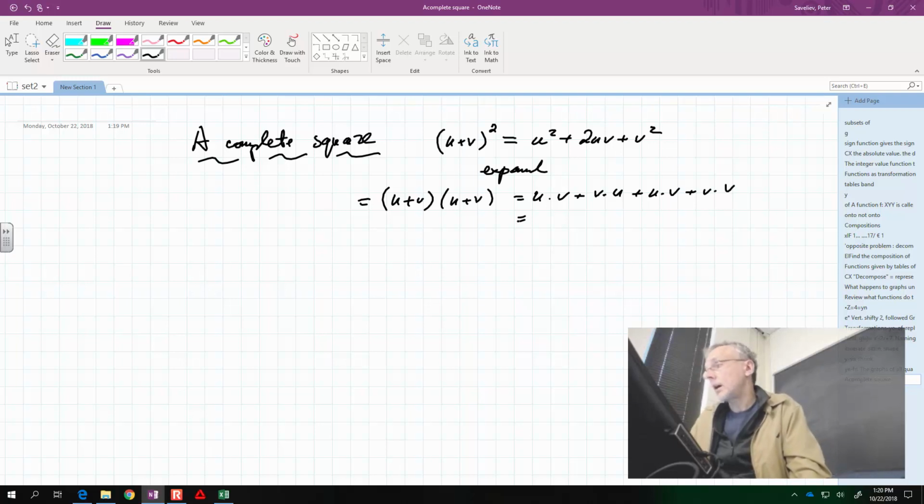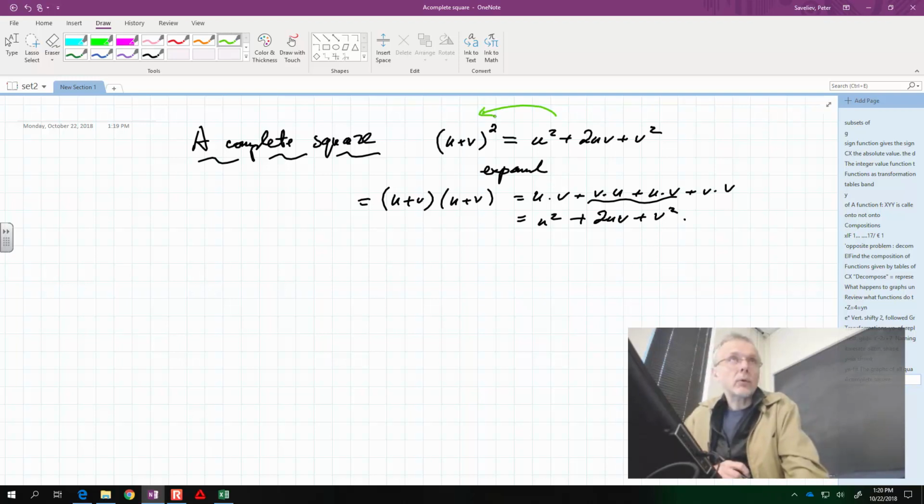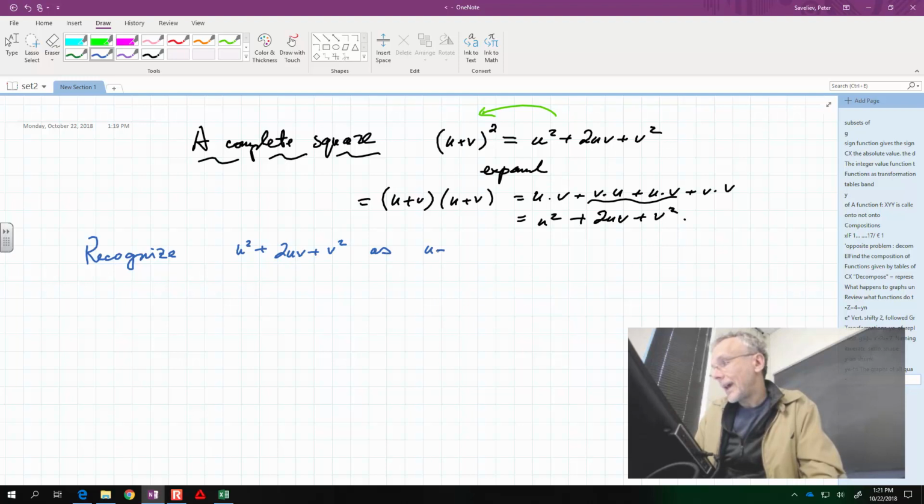Okay, each term on the left multiplied by each one on the right, you end up with 4 terms, and 2 of them are the same, and that's how you end up with u squared plus 2uv plus v squared. So there's nothing mysterious about it. The important part is when you go the other way. You look at that expression on the right, and you're supposed to recognize that it is a complete square. So that's the challenge frequently. Recognize u squared plus 2uv plus v squared as (u + v) squared, a complete square.